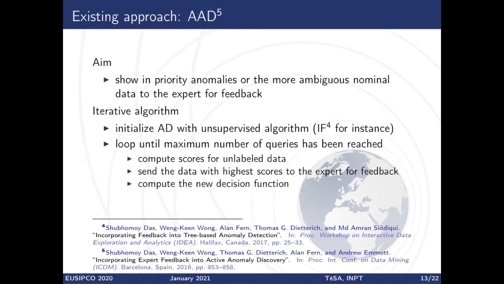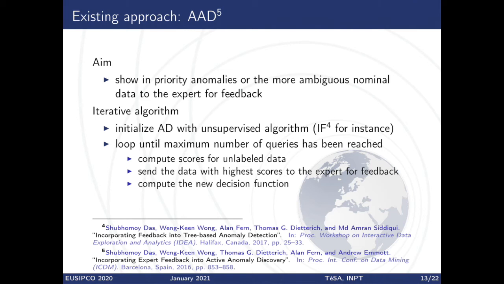So there is already an existing approach, which is called active anomaly discovery, which tries to show in priority anomalies or the more ambiguous nominal data to the expert to get feedback for this data. So this gives an iterative algorithm where anomaly detection is initialized with an unsupervised algorithm. So for instance, it has been applied to isolation forests.